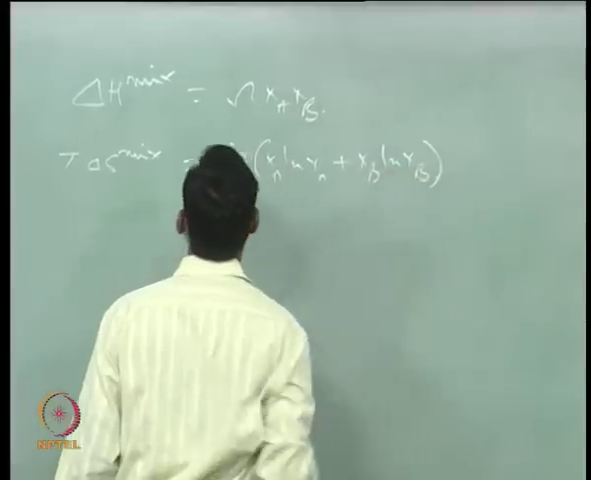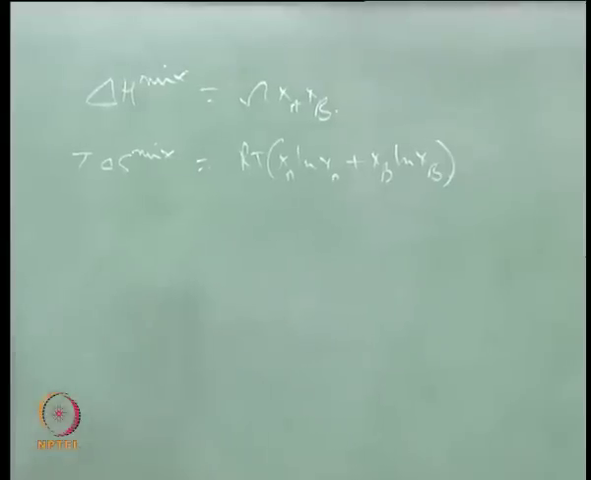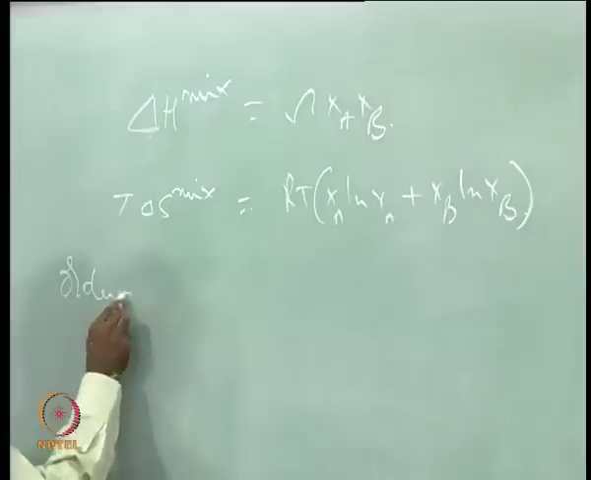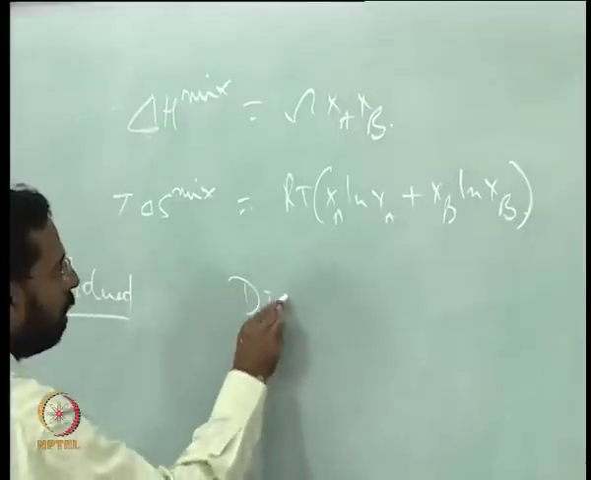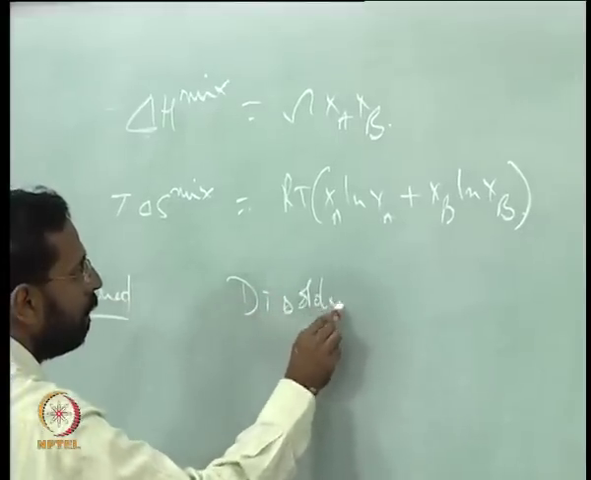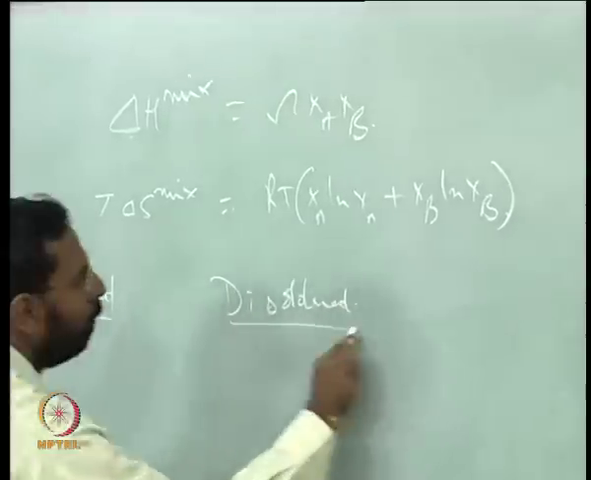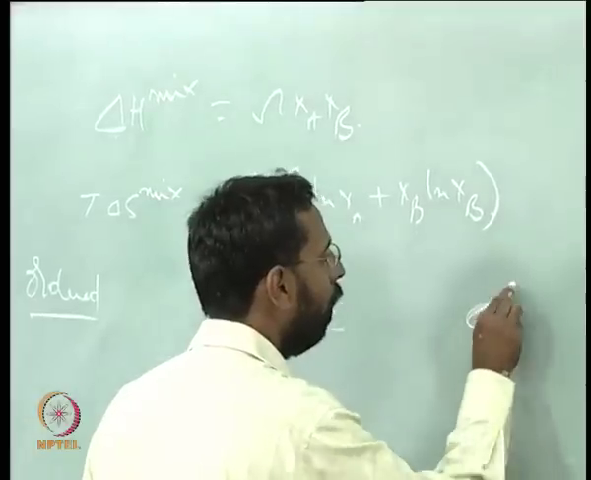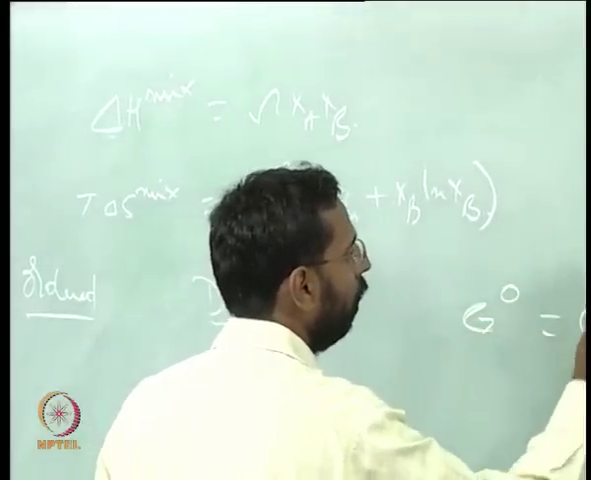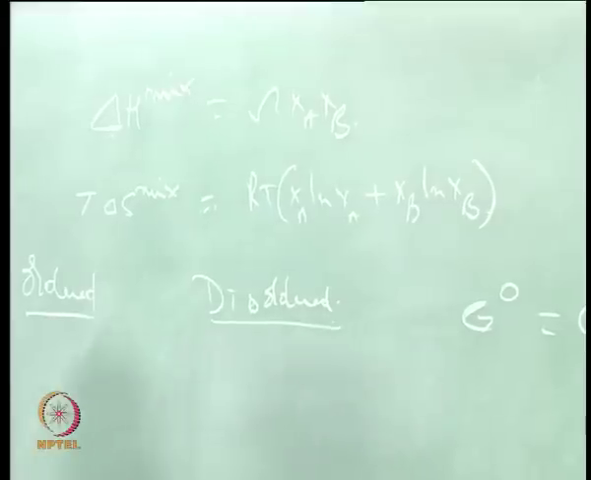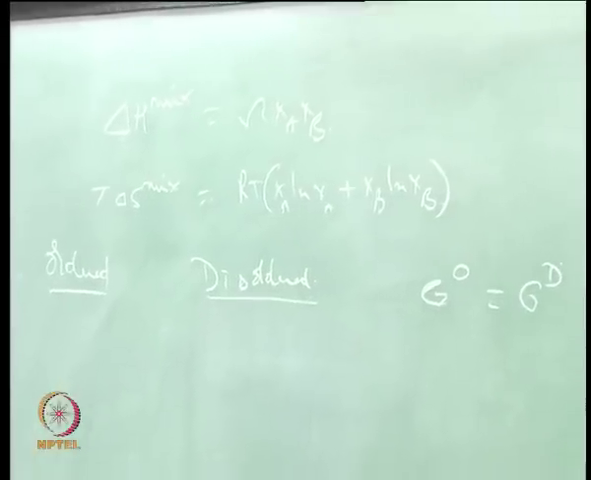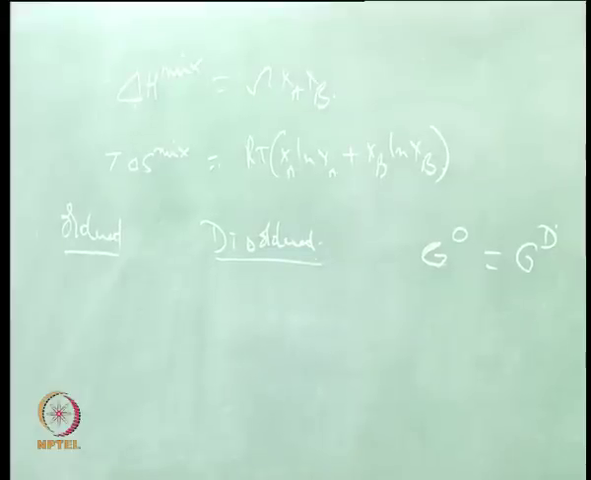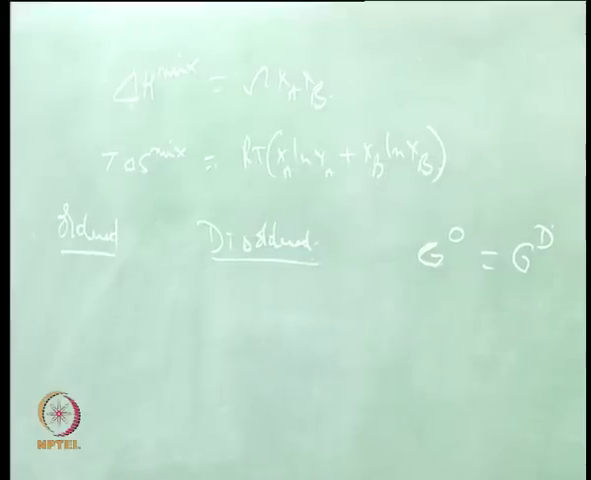But if you want to consider ordered and disordered carefully, what you are going to do is equate G of the ordered phase and G of the disordered phase. That is what you are basically going to do. The temperature at which both free energies are equal is what is of importance to us.